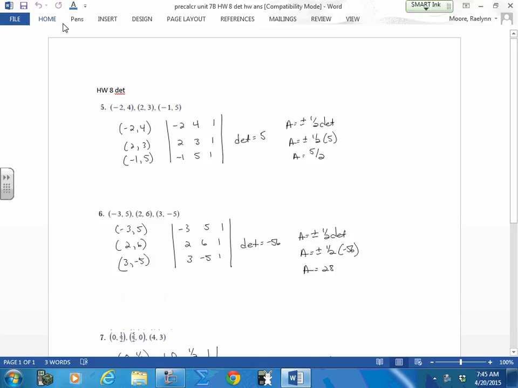Everybody able to put in their matrix and find their area? Oh yeah, this is easy. This was nice. Remember, your matrix has to be a perfect square.